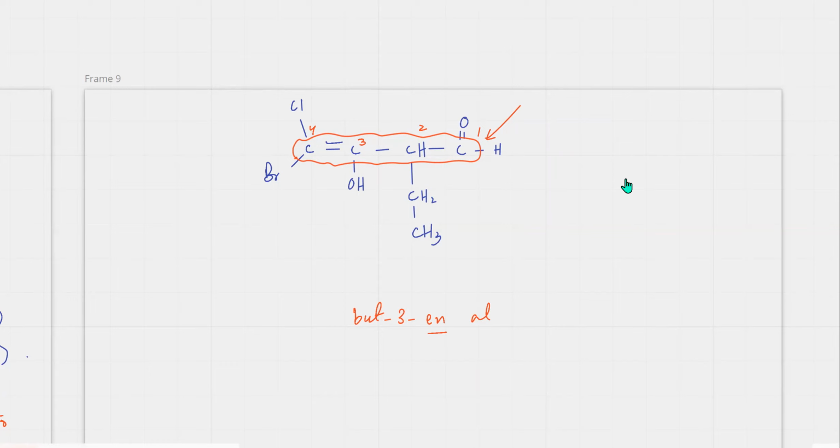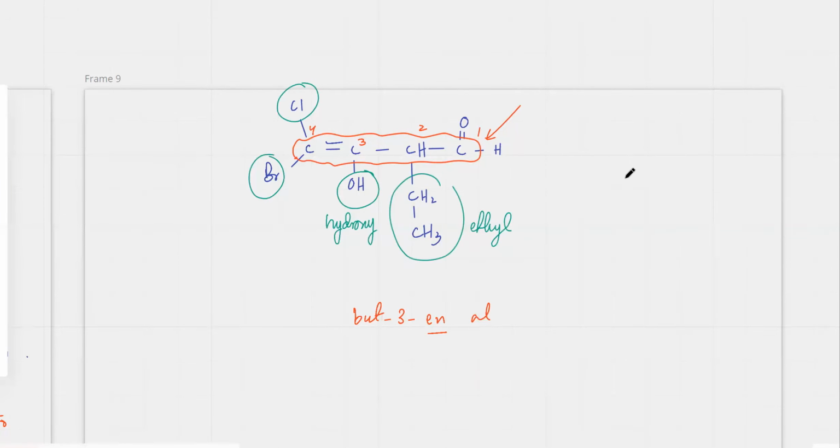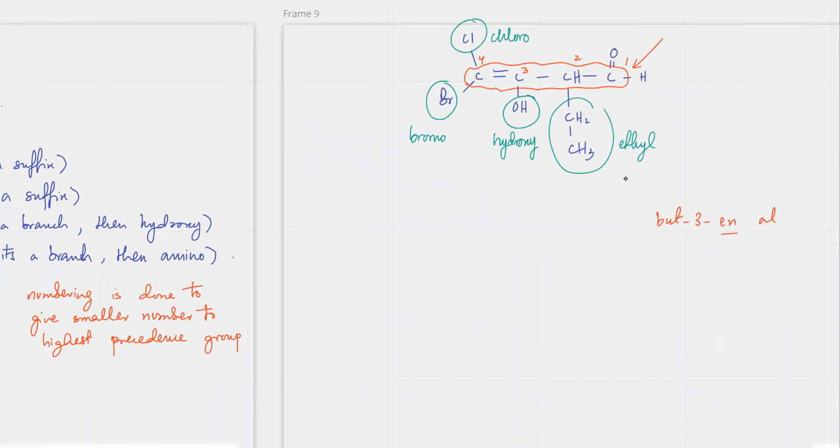Now I'm going to start adding the branches to this. So there are lots of branches. There's a Cl branch, there's a Br branch, there's an OH branch, and there's a CH2, CH3 branch. So I've got an ethyl branch. That's 2 carbon atoms, so it's ethyl. I've got a hydroxy. Remember, when OH becomes a branch, it's a hydroxy branch. I've got a bromo branch, and I've got a chloro branch. So I've got plenty of branches. So we're going to start writing those branches in front of the main chain.